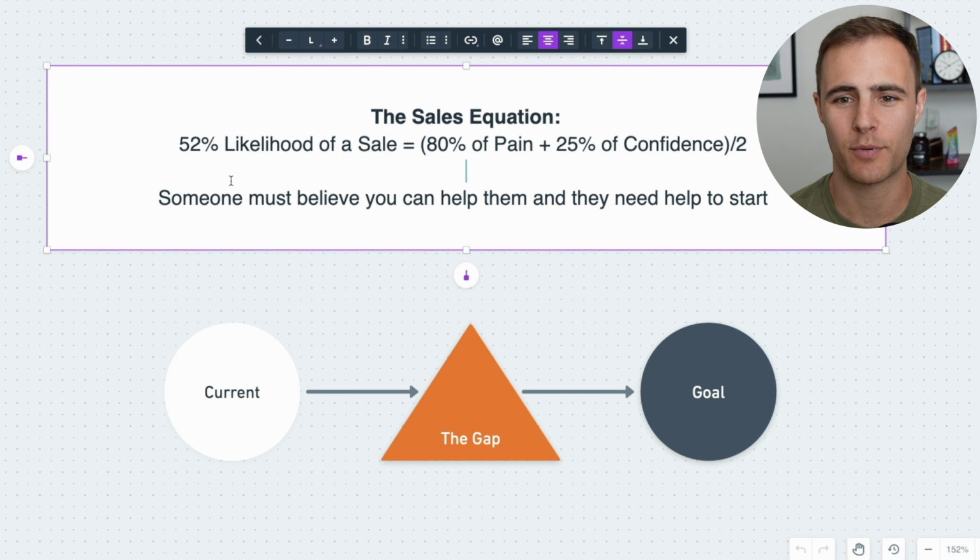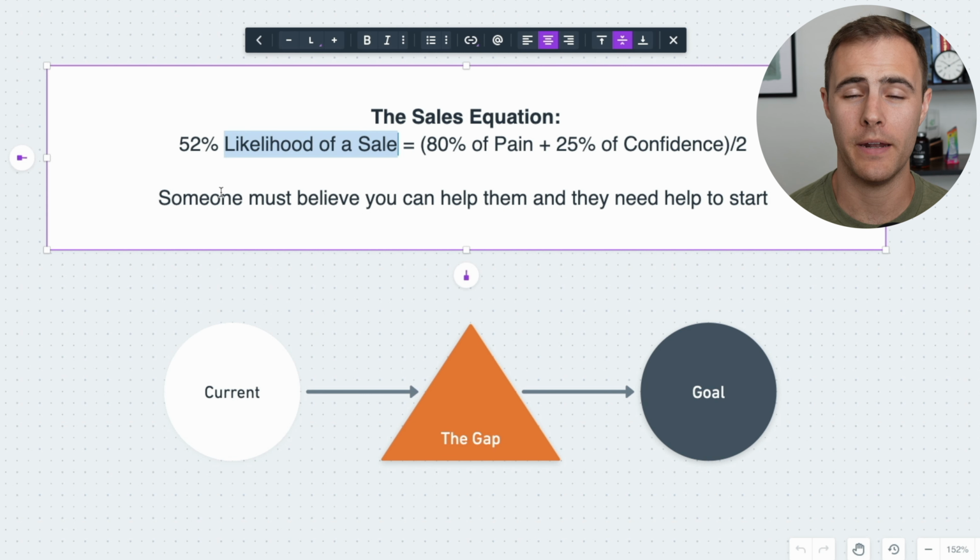So if you've got somebody that's in a lot of pain and they don't have a lot of confidence in you, and we add those two together, divide that by 2, that actually comes out to 105, right? Yeah, 105, divide that by 2. Let's go 52% likelihood of sale, which isn't really strong, right? Like we want this perceived likelihood of sale to be 80% and above.